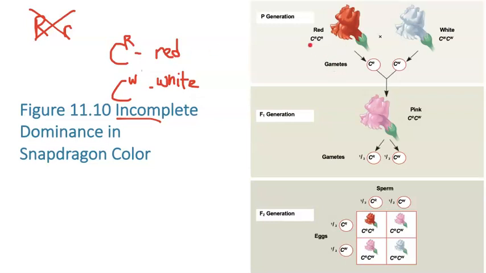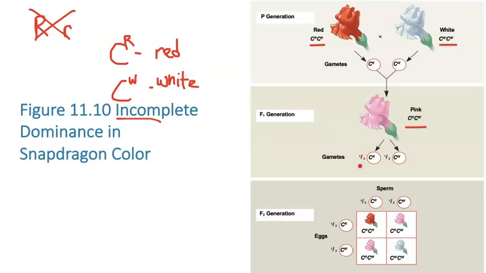So here is a homozygous red and here is a homozygous white. C^R C^R crosses with C^W C^W. They can only make one kind of gamete each. The red one will make C^R gametes and the white one will make C^W gametes. When you combine a C^R with a C^W, you get pink, in this case of incomplete dominance. It's heterozygous, C^R C^W.